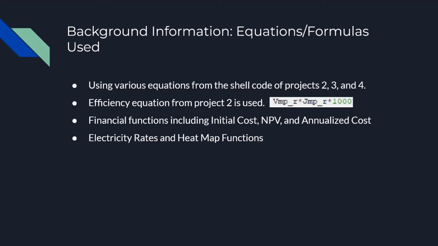Some equations and formulas I'm going to use are the various equations used in the shell code of projects 2, 3, and 4. For example, the efficiency equation from project 2 will be used. I'm using all the financial functions, including the initial cost function, the NPV function, and the annualized cost function. I will also be using the electricity rate and heat map functions for the plots.